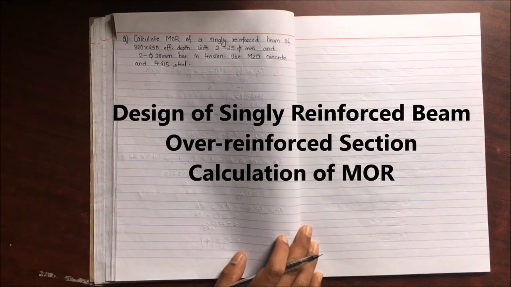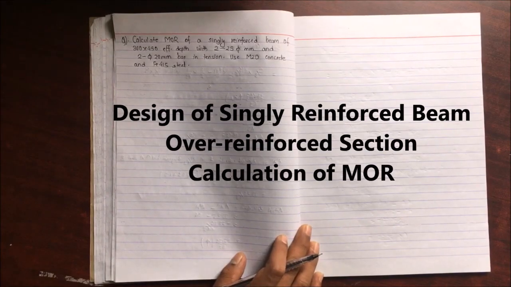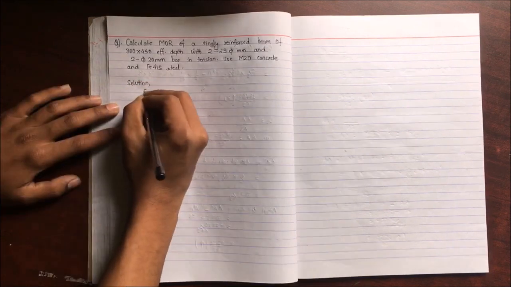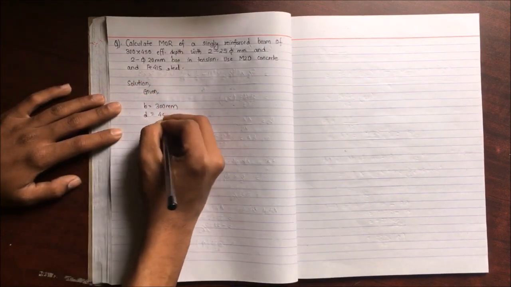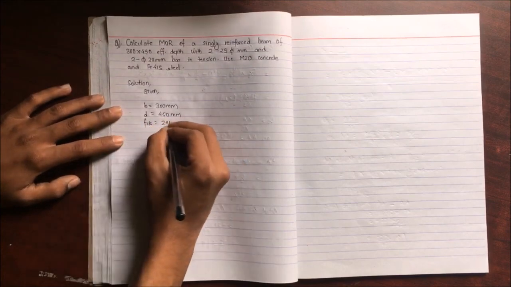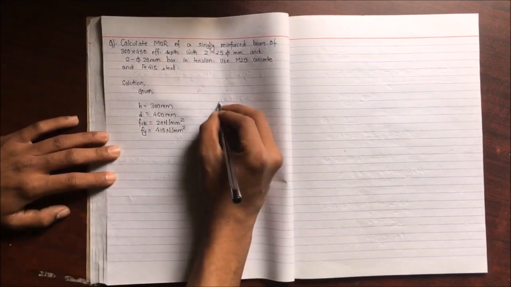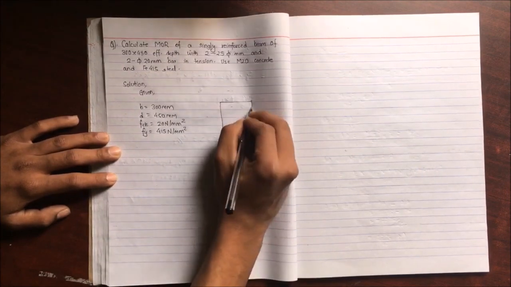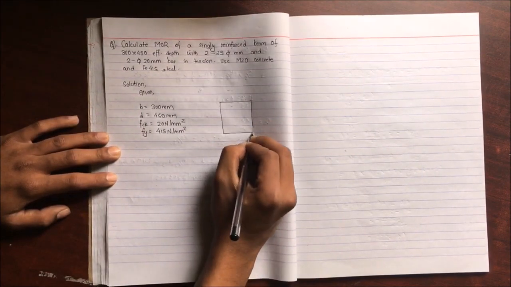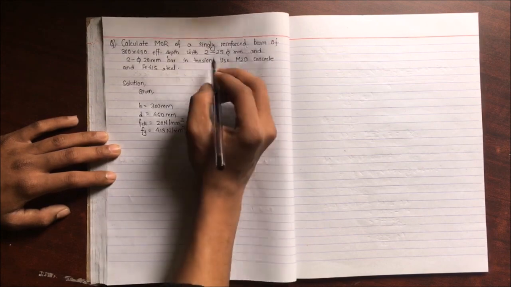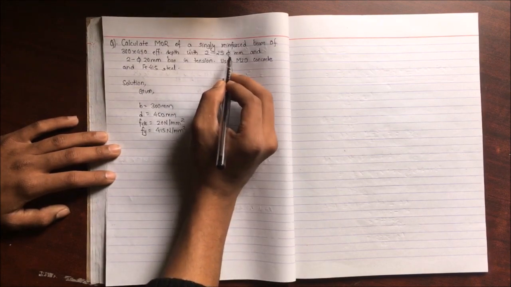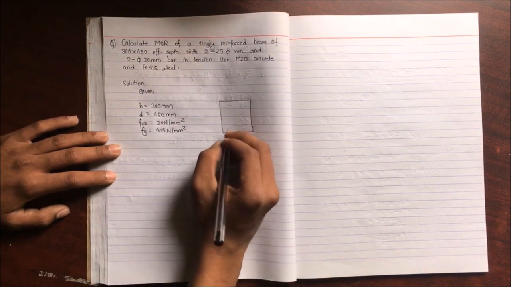So welcome to another video, and in this video we'll discuss the calculation of the MOR for a singly reinforced beam. So let us write down the given quantities. B is equal to 300 mm, that is width, and effective depth D as 450. Similarly, characteristic strength as 20 Newton per mm square, and yield strength of the steel is 415. We are provided with two types of steel, one 25 mm and another is 20 mm.